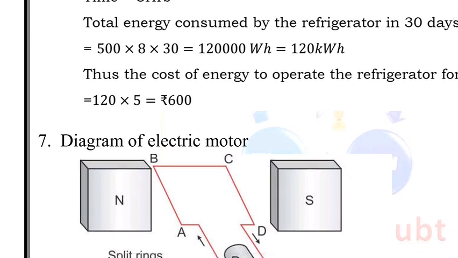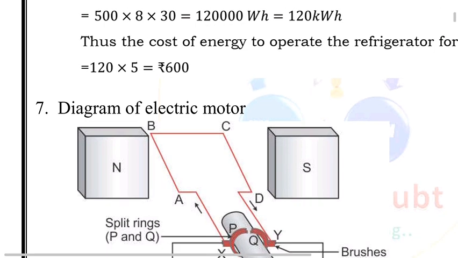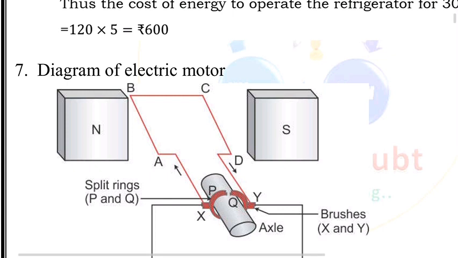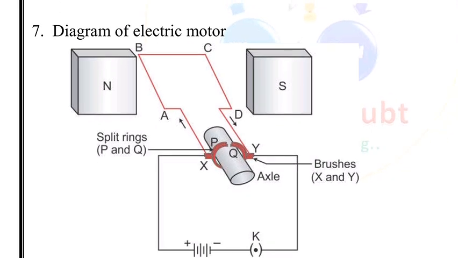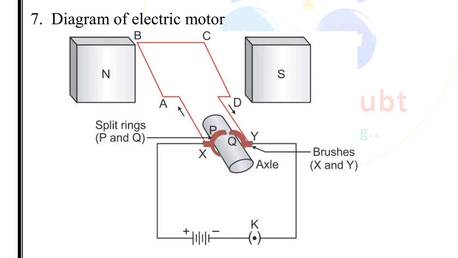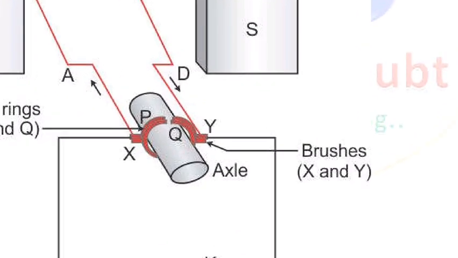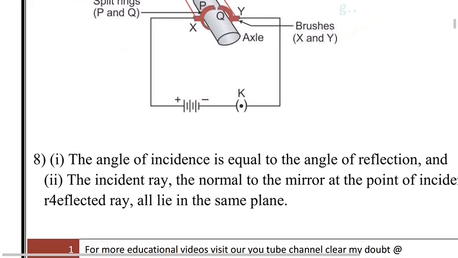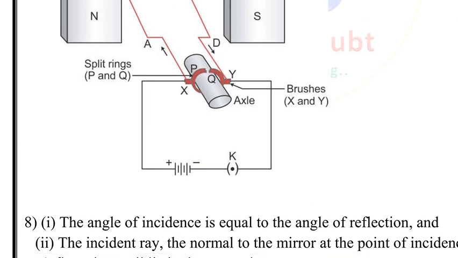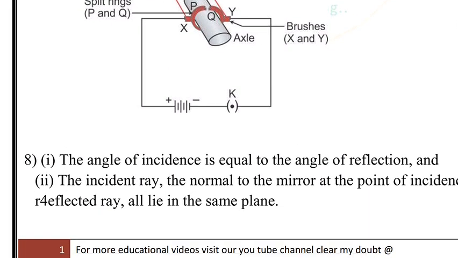And question number 7 is, draw the diagram of a simple electric motor and label the brushes. So this is the simple electric motor diagram in which parts are also shown, and here X and Y are brushes. Only this part is asked, but it will be better to learn all the parts. Okay. Question number 8, state the laws of reflection of light.